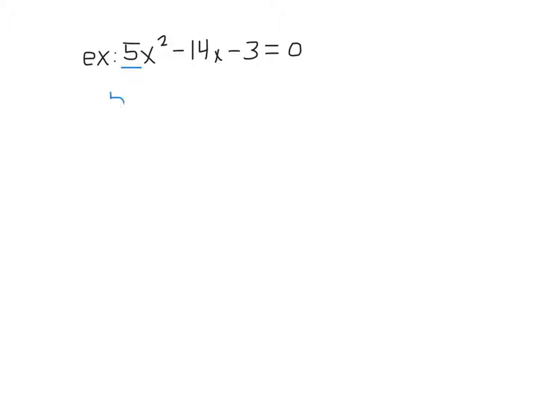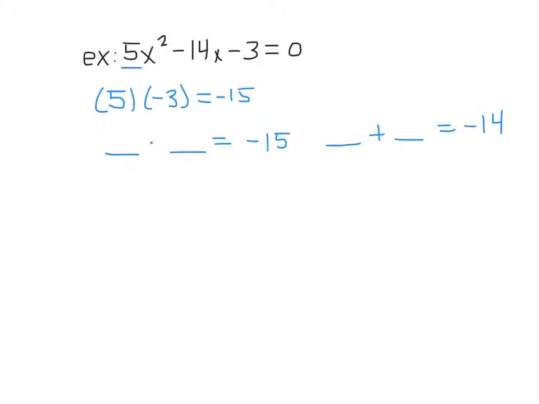So to do that, we take 5, the coefficient on the x squared term, multiply that by the constant negative 3, and that gives us a negative 15. So with that negative 15 now, we want two numbers that multiply to negative 15, and at the same time, we want them to add to negative 14. The two numbers we multiplied originally to get negative 15, 5 and negative 3, are not going to add to negative 14. So we've got to come up with other numbers. So let's try negative 15 and a positive 1. That adds to negative 14. So those are the two numbers that we're going to want to use.